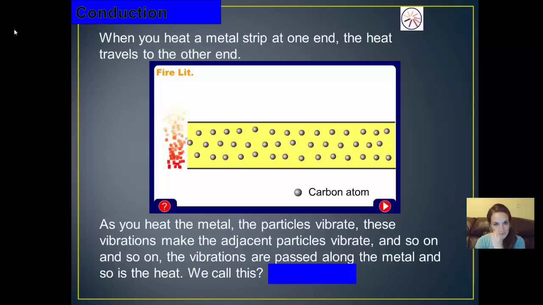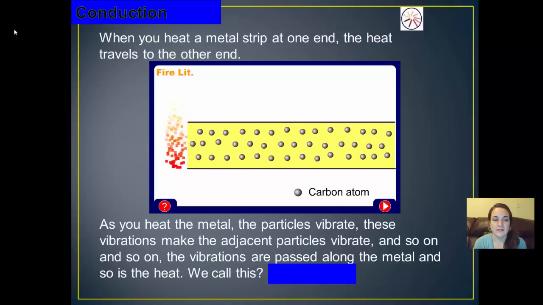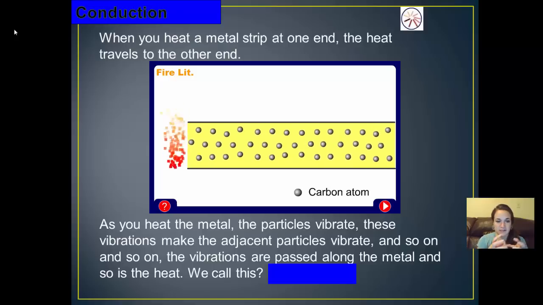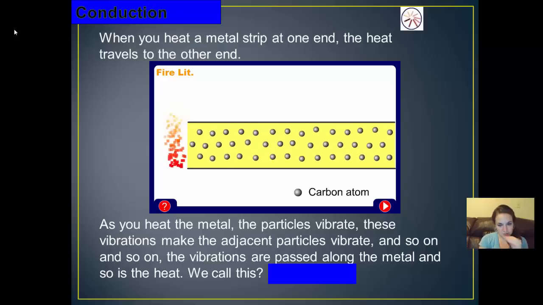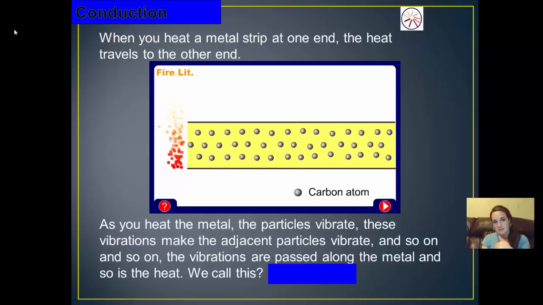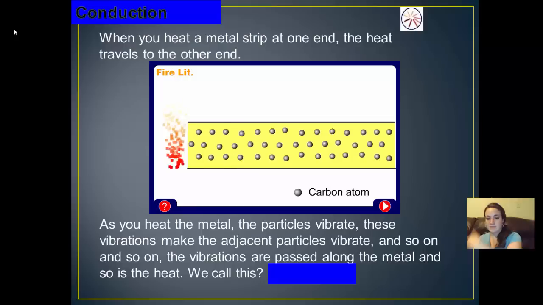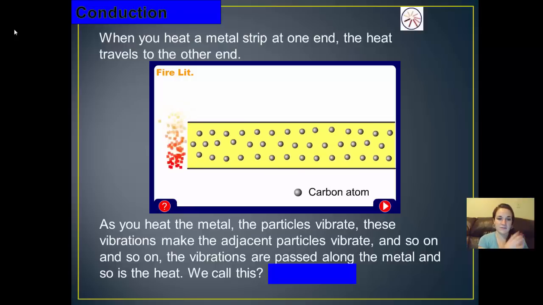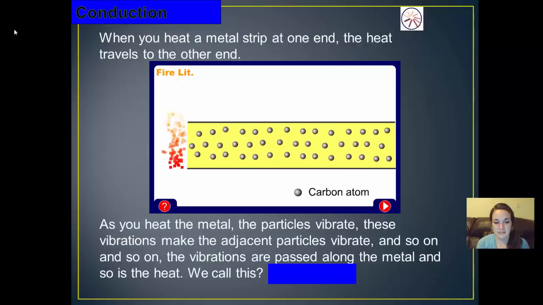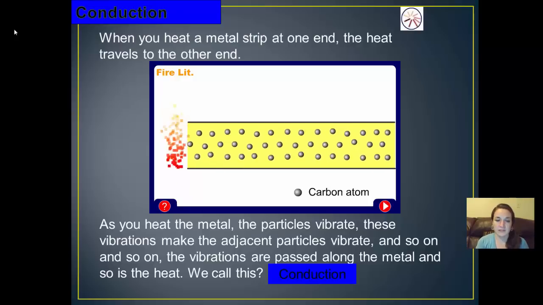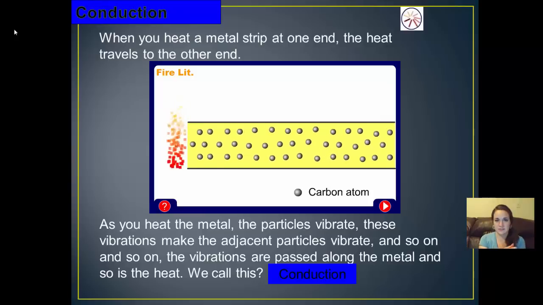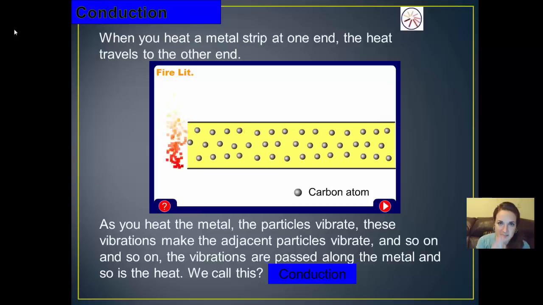So when you heat a metal strip at one end, the heat travels to the other end. The reason that happens is because as you heat that one end, those particles start to vibrate. And then they vibrate and hit the next ones in line. And then the next ones, and they keep going down, and so on, until the vibrations are passed through the entire strip of metal, and so is the heat. So that is called conduction. When those particles are in direct contact with each other, they are conducting heat.